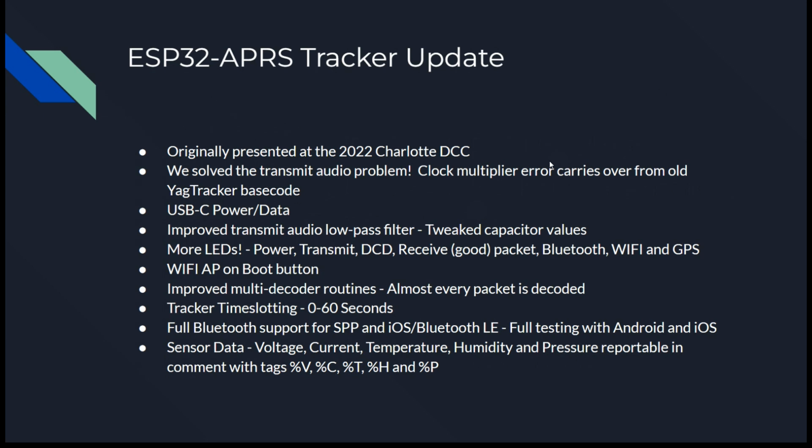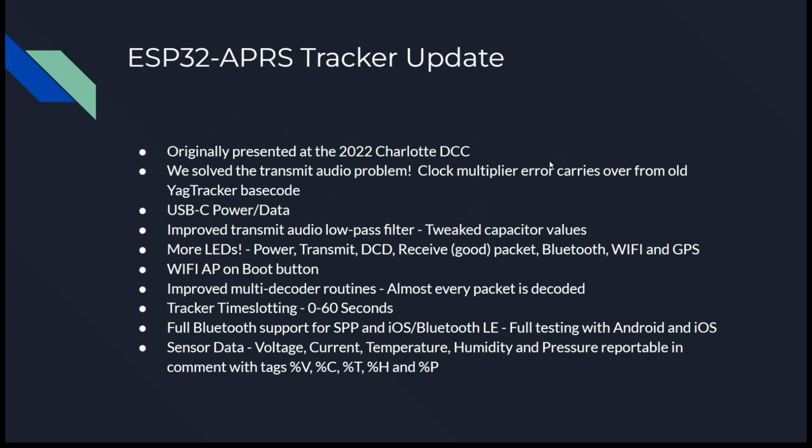We also added a button to act as a Wi-Fi access point on boot button. What that basically is, when you hold that button on power up, the tracker will create an access point over Wi-Fi that you'll be able to connect to and go to a web browser and do all your configuration, and then when you power cycle the tracker, it will go back into normal tracker mode. We also improved the multi-decoder routines. Right now, it will run the packet through multiple decoders, and it will try to find a way to decode every single packet. And with our tests, we've had some very good output from those routines as far as being able to decode the packets coming in.